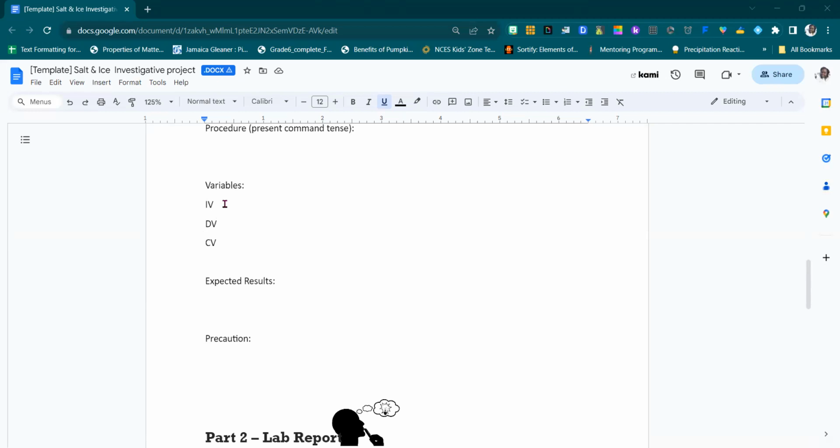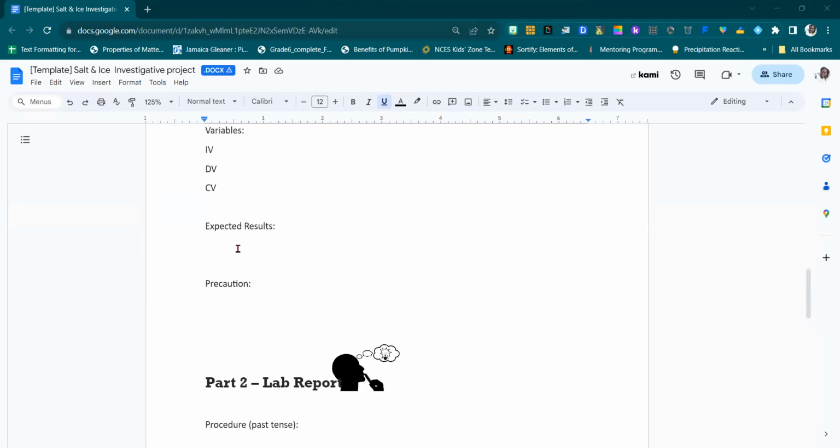Next, you're going to identify your variables. What's the independent variable? What's responding, your dependent variable? What are you keeping constant throughout? What are your control variables? Then you are going to list your expected results.